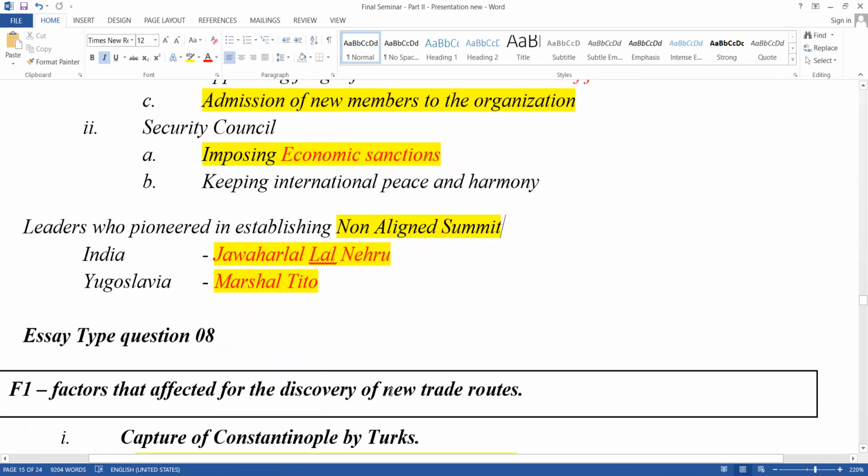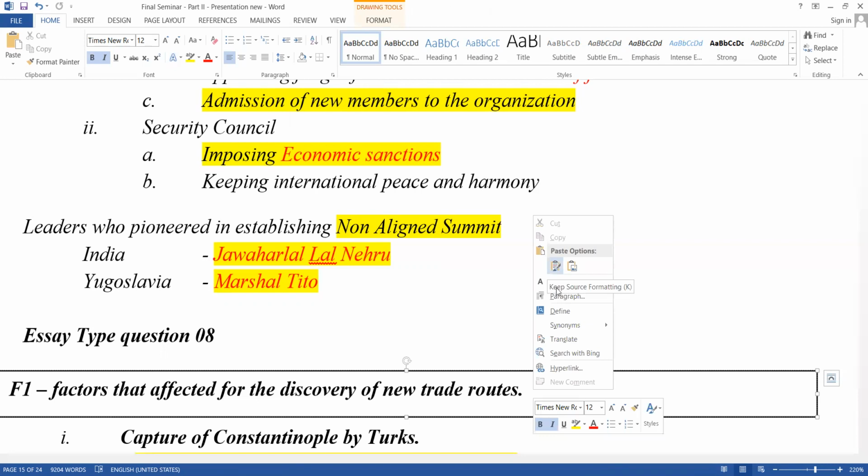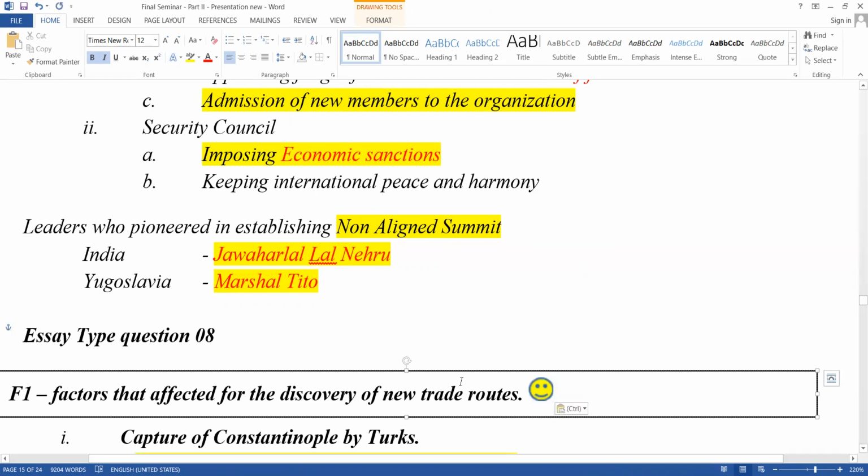Factors that affected the discovery of new trade routes. This time question number 8 is mainly from the Renaissance, not the Industrial Revolution. If it is given from the Renaissance, this question is very important. What about the discovery of trade routes? What are the reasons why trade routes were discovered to Asia and America? Only Europeans were there. European invaders and European explorers crossed the Atlantic Ocean, Indian Ocean, and Pacific Ocean.